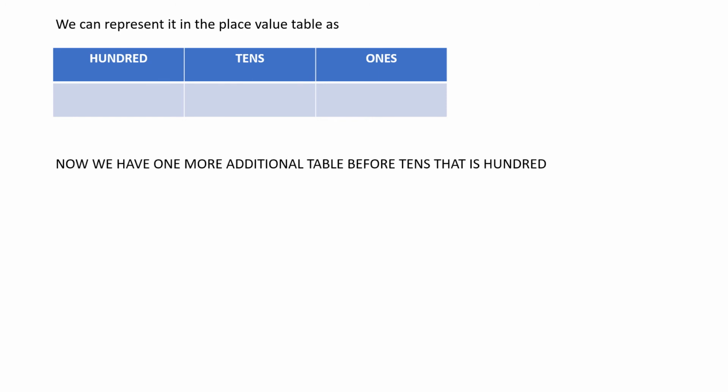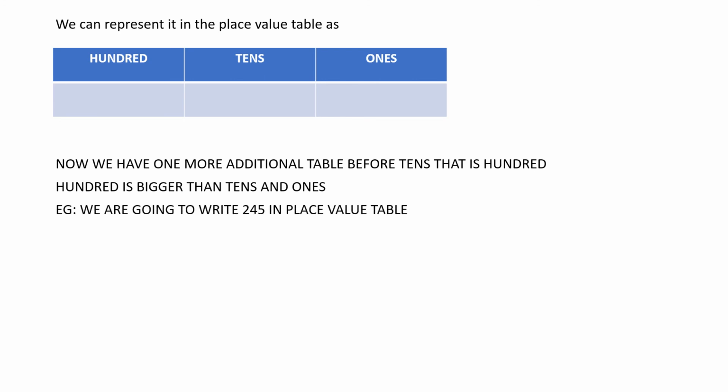So we are having one more additional column before the tens, and that is called 100. And 100 is bigger than tens and ones, that we know. The first digit in the number, that is hundreds, is bigger than tens and ones. For example, we are going to write 245 in the place value table.